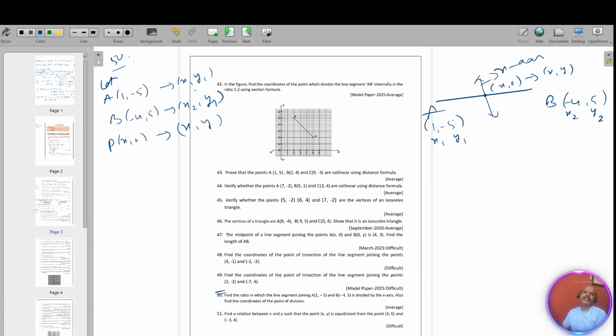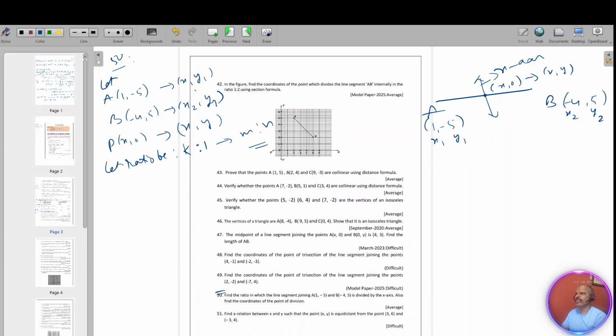Why do I assume x comma 0? It's not an assumption, it's actual. A point on the x-axis will be of the form x comma 0. We don't have x here, it is an unknown, and the ratio is also unknown. So we say let the ratio be k:1. I told you in the previous classes, there is no need to always take m:n as the ratio or m1 m2 as the ratio. We can use k:1, which is nothing but m:n. We'll apply the section formula and check.